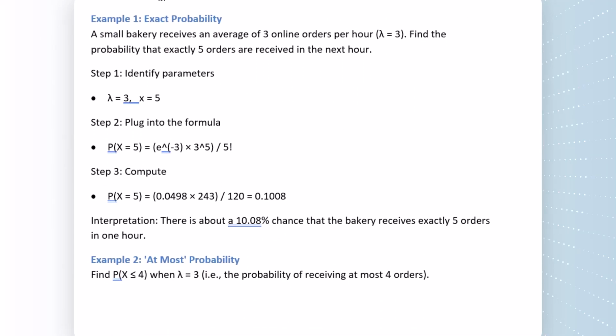A small bakery receives an average of 3 online orders per hour, so lambda is 3. What's the probability that exactly 5 orders are received in the next hour? So we know the average is 3. We want to know what's the likelihood that we receive more than 3, 5 orders in 1 hour. So x is 5, so you just plug in x equals 5.